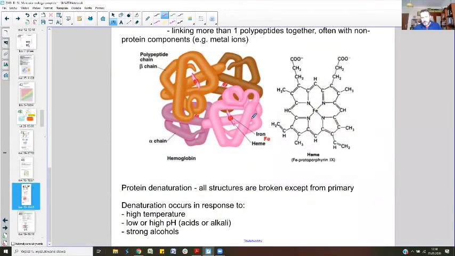However, these bonds are susceptible to certain environmental factors. For instance, when high temperature, unfavorable pH, too acidic or too alkaline, or strong alcohols act on a protein, the protein denaturates. And denaturation of a protein is connected with breakdown of quaternary structure.